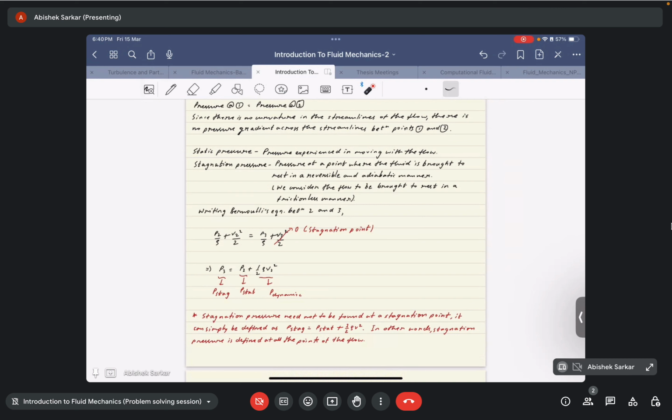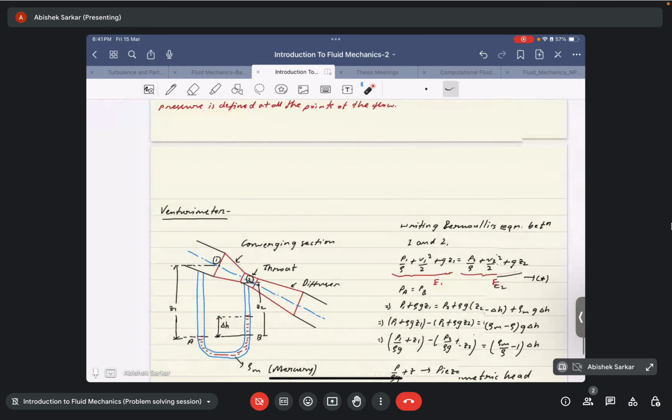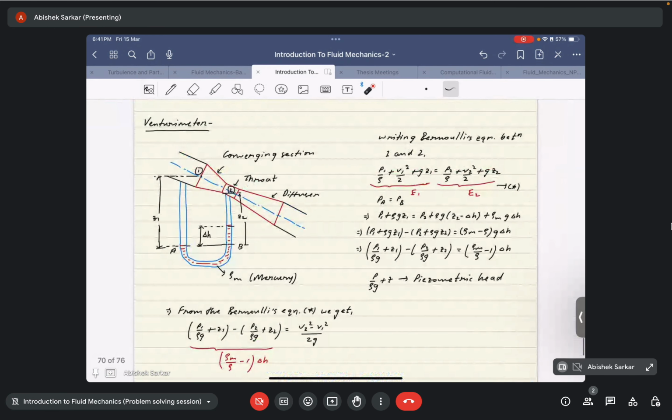Since velocity at point 3 is 0, and since Bernoulli's equation has to be satisfied, the pressure at point 3 is essentially the sum of the static pressure P2 plus the dynamic pressure because of the motion of the flow. That's why stagnation pressure can be written as the sum of static pressure and the dynamic pressure. Okay, so I hope that was clear. So now let us look into the Venturi meter.